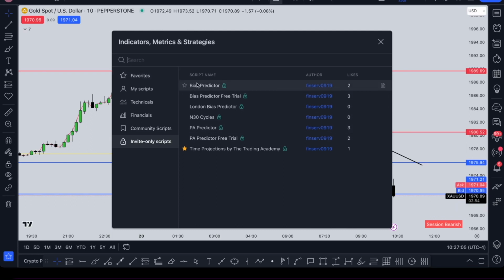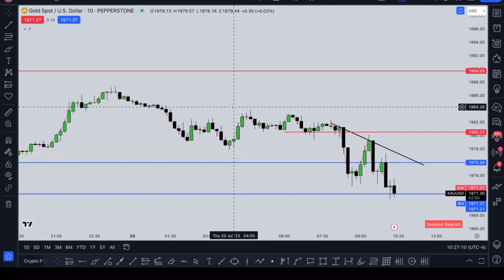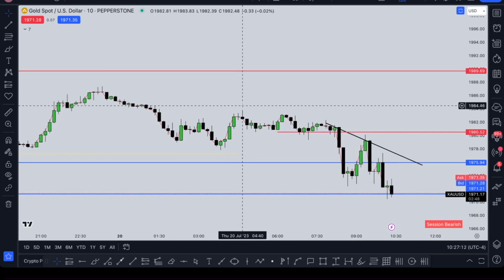All right, get the bias predictor, click on it, and you will see that by 4:30 a.m. EST every single day, you are going to get a bias for whatever asset class that you're trading.